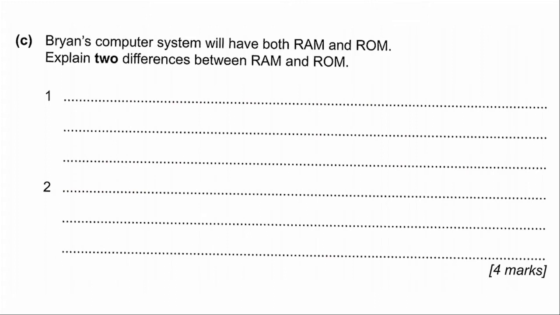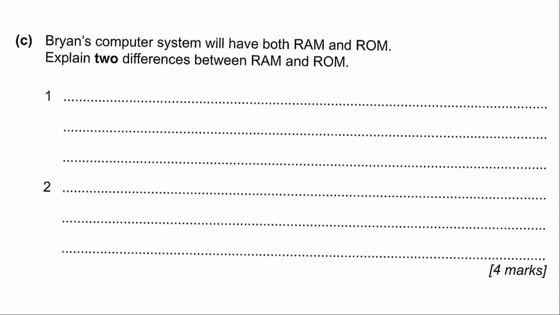So Brian's computer will have both RAM and ROM. Explain 2 differences between RAM and ROM. So here we just need to talk about the fact that RAM is volatile, which means you take all the electricity away and it loses its content, whereas ROM is non-volatile, which means it retains its data even when you turn the computer off and there's no electricity anymore.